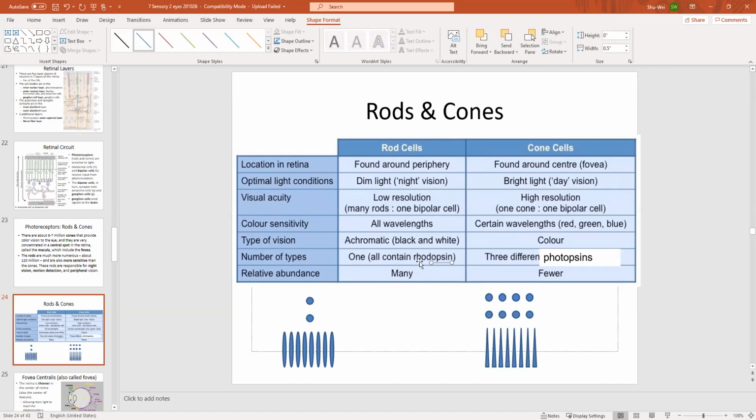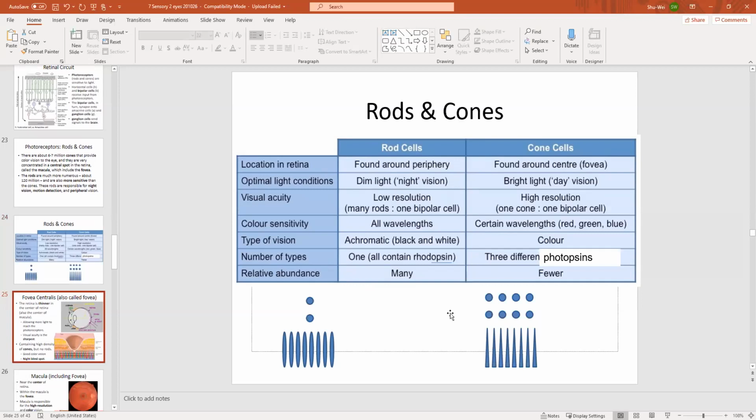In the rods, it's rhodopsin. In the cones, it's photopsin. Opsin is the transmembrane protein that transduces photons into electrical signals. We have three types in the cones, each sensitive to different wavelengths. And we have more rods than cones. All these cones are highly condensed in the macula.